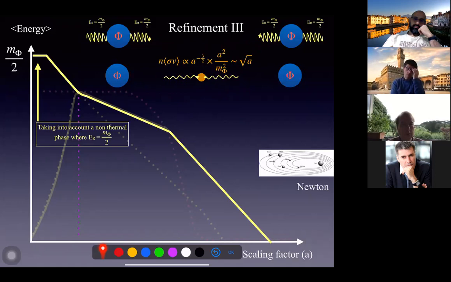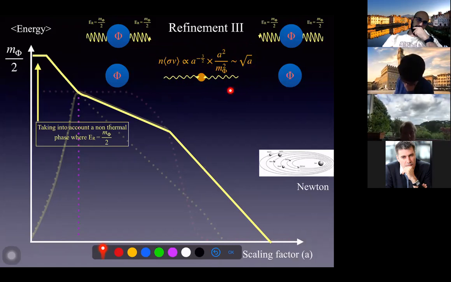So if my energy decreases, my cross-section increases, and there will be a time, a size in the universe, where my cross-section, in fact n sigma v, which increases with a, which is square root of a, will begin to be larger than my Hubble constant, and my thermal bath will begin to exist. So I have a region here of parameter space where my spectrum is not a thermal spectrum, but is mainly a monochromatic spectrum with very energetic photons.